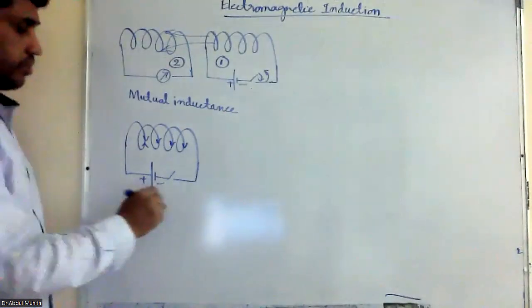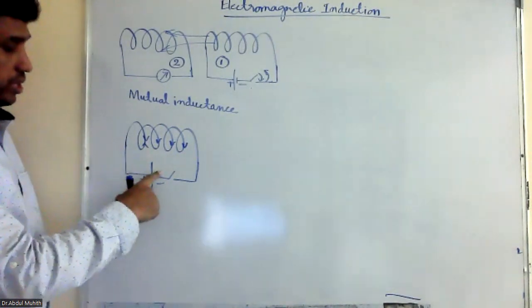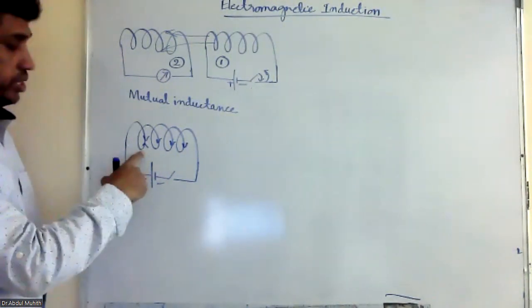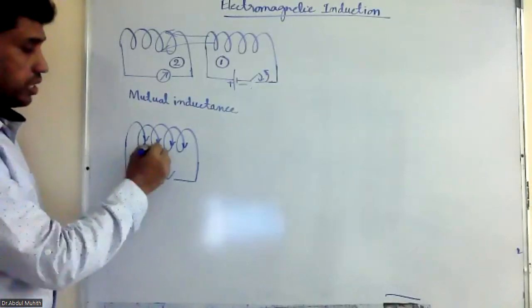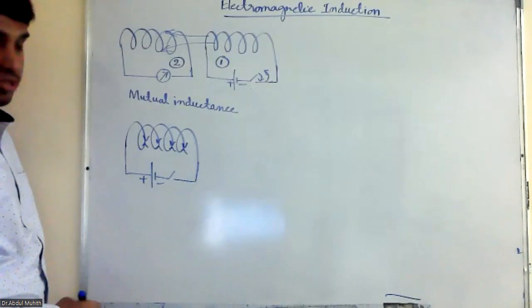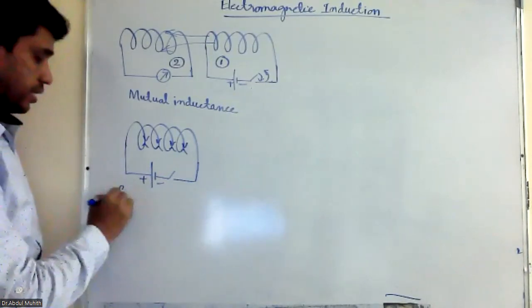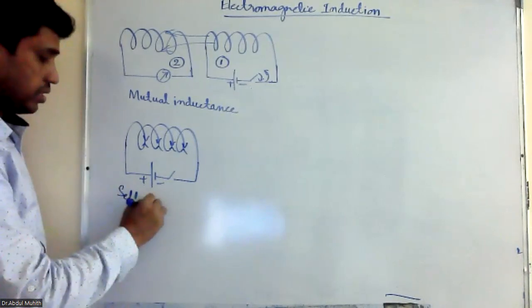See, what happens is when we are tapping this key, current will start flowing. That is, there is a changing magnetic field. Changing magnetic field induces the current in the second coil. Changing magnetic field induces the current in the same coil, but in the opposite direction. So this is known as self-inductance.